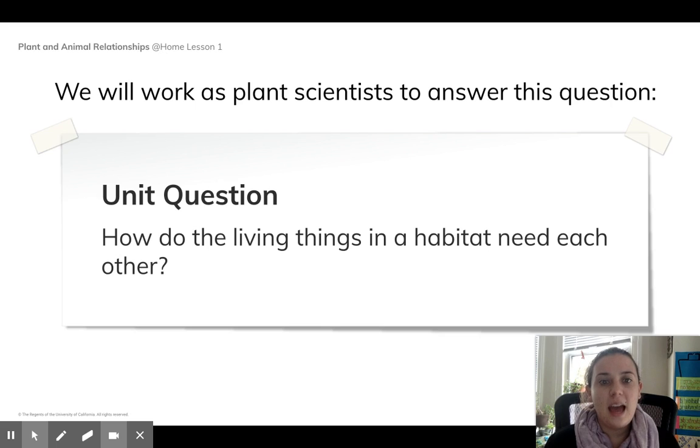How do the living things in a habitat need each other? Now, you live with your family, I live with my family, and when we live together, we need different things. Just like we need food, we need water, we need a place to sleep, and in a family, we work together to help each other have those things. We have to think about our habitats, our nature right outside where we are, that they also need to work together to eat food, to drink water, to get enough sun. So let's start thinking about this question: how do plants and animals and other living things in a habitat need each other?